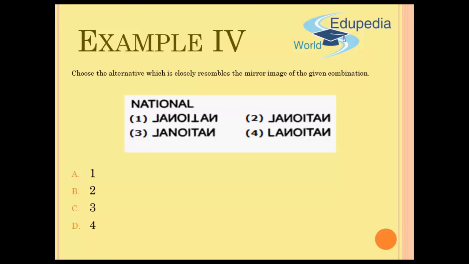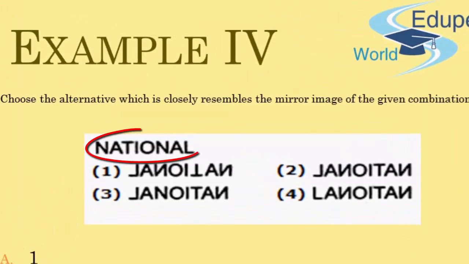So now in this example, I have the word national on my screen. Again, I will check all the 3 conditions. Condition number 1, the letters should be from right to left. I see that in all the 4 options, the letters are running from right to left. It starts with L and it ends with N. So I don't have any problem there. All the 4 options satisfy condition 1.